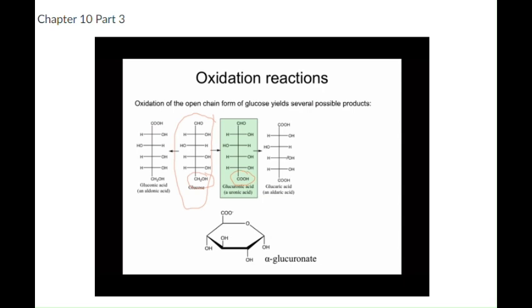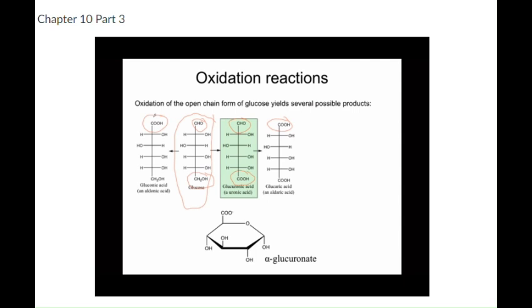Glucuronic acid can be further oxidized. The aldehyde can be oxidized to the corresponding carboxylic acid, and this gives rise to a molecule called glucaric acid. Likewise, if we take glucose and oxidize the aldehyde to the corresponding carboxylic acid, we form gluconic acid.